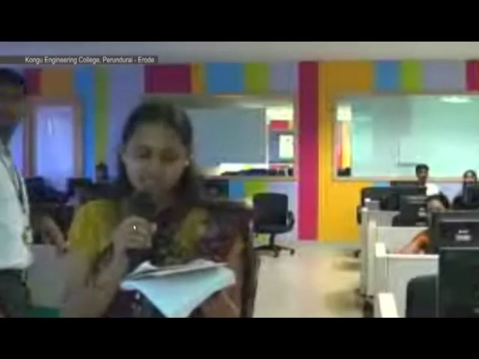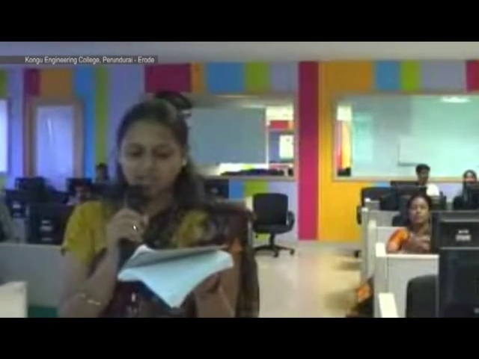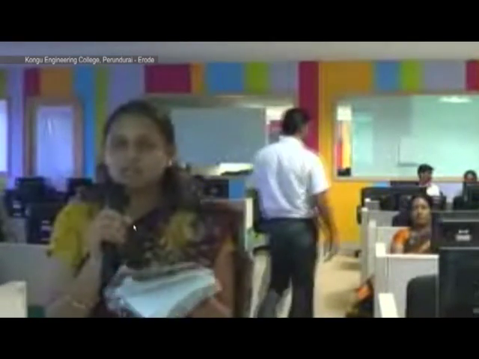Okay, now time for a few questions. Kongu Engineering College, Tamil Nadu. If a row is duplicated, how to delete the duplicated row? That's a good question.